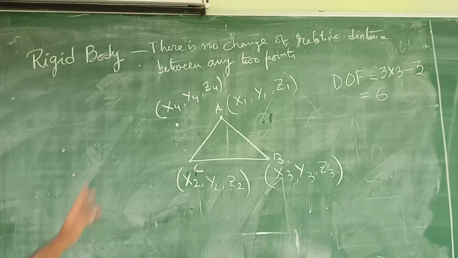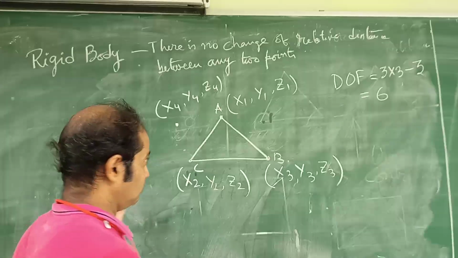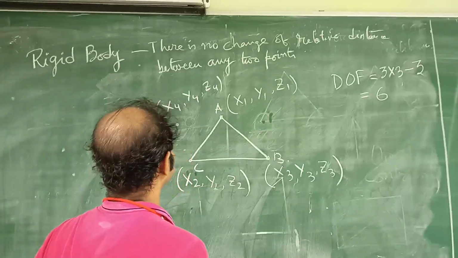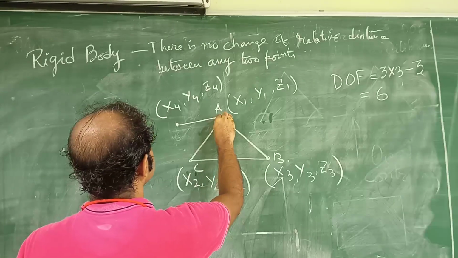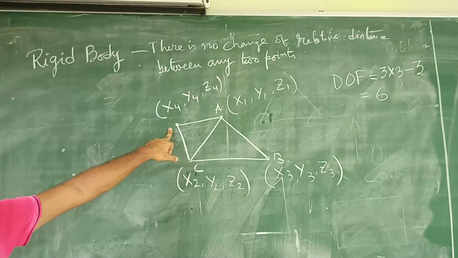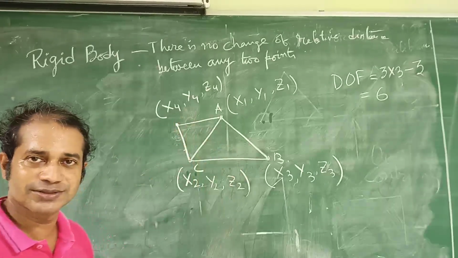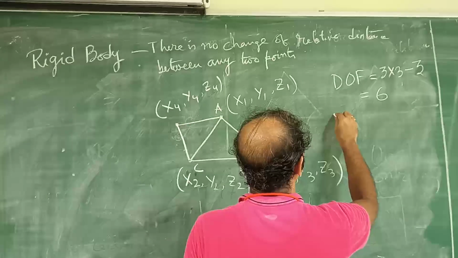Now, as per the definition of a rigid body, they are not going to change their distance between any 2 points. So I am going to make this. I have to make this point fixed with respect to these 3 points. So I made it.